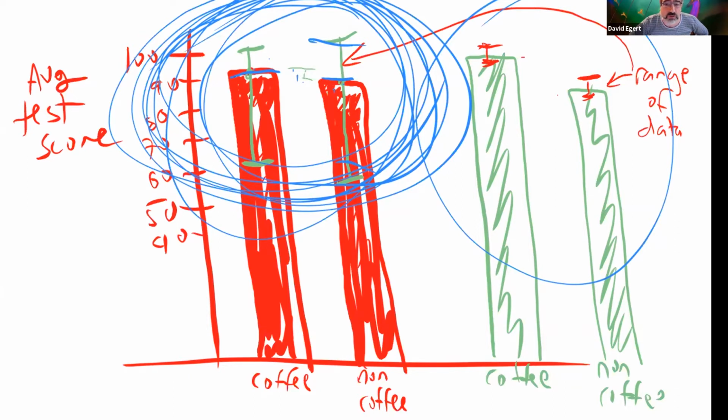So that's why you can't just compare the averages. You have to think about how spread out the data is around those averages, or else you are going to run into trouble and you might think something is real when in fact it's just random noise.